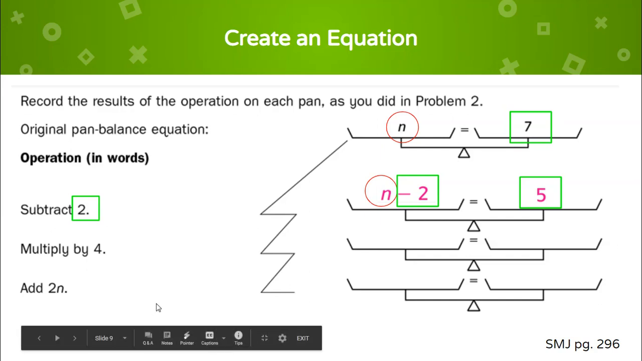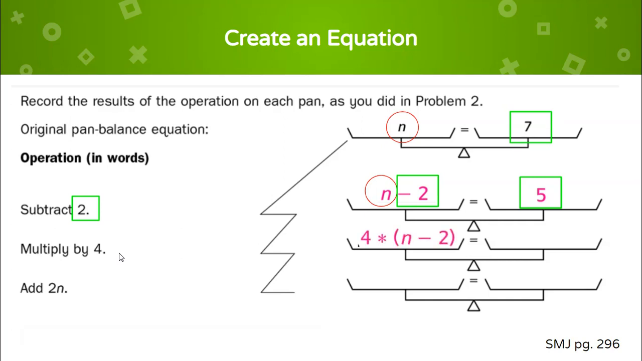Our next step is to multiply by 4. And we have to multiply the whole side by 4. And so this looks a little different. You'll notice that it's 4 times the quantity n minus 2, because we're multiplying the whole thing. On the other side, we can do 5 times 4, and that gives us 20.